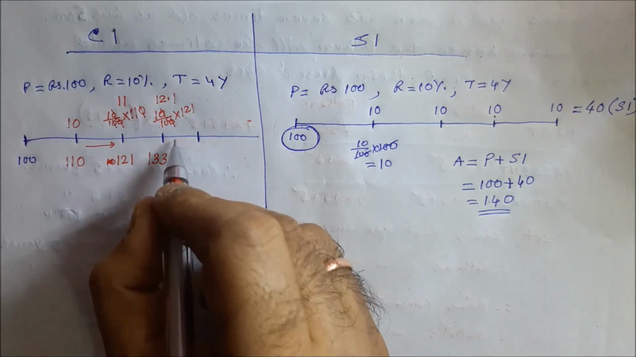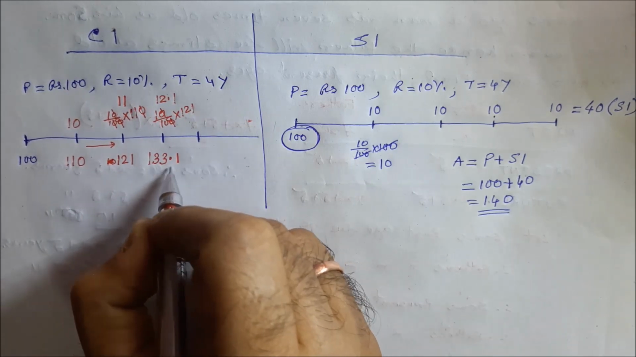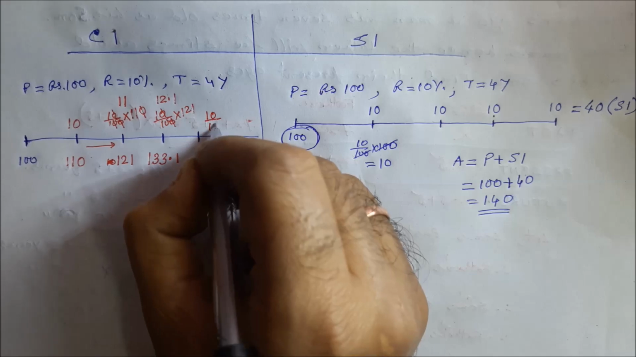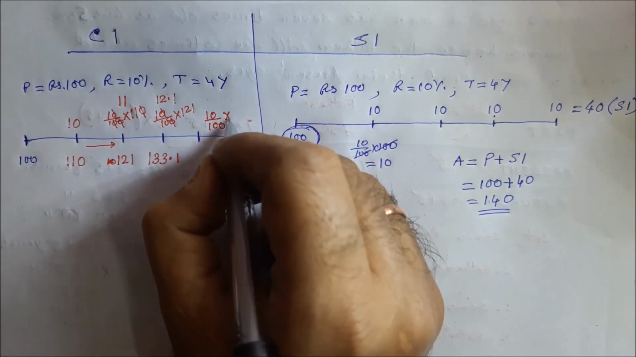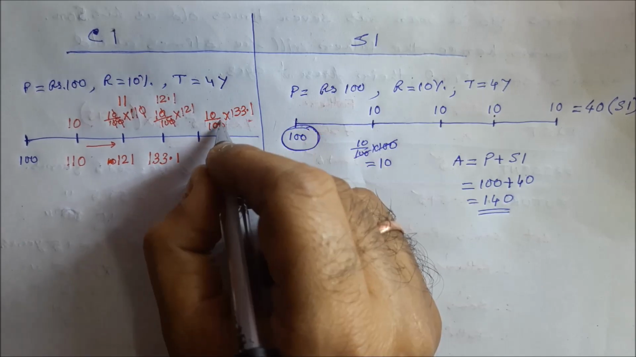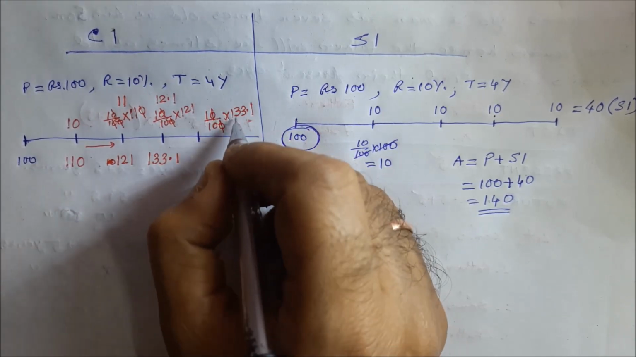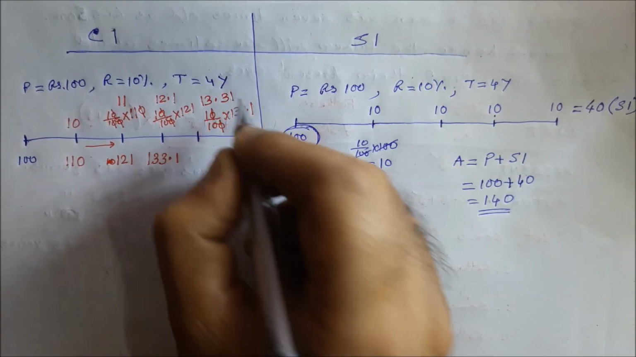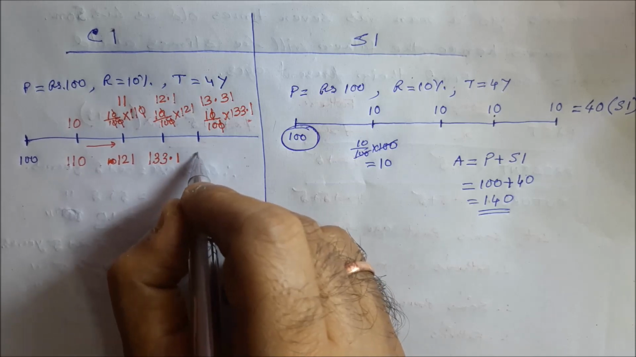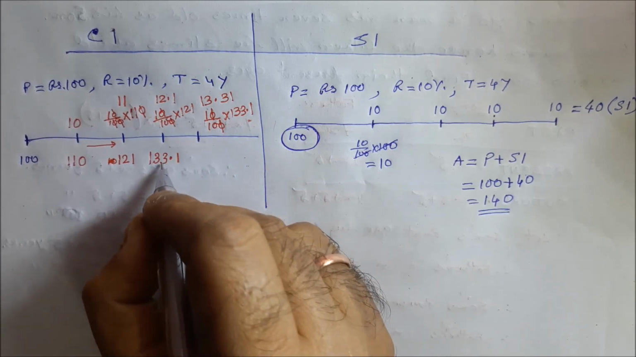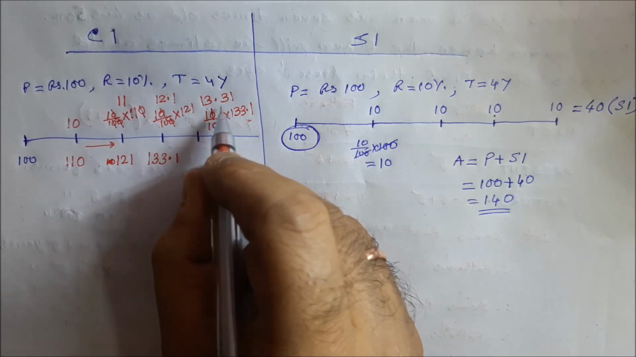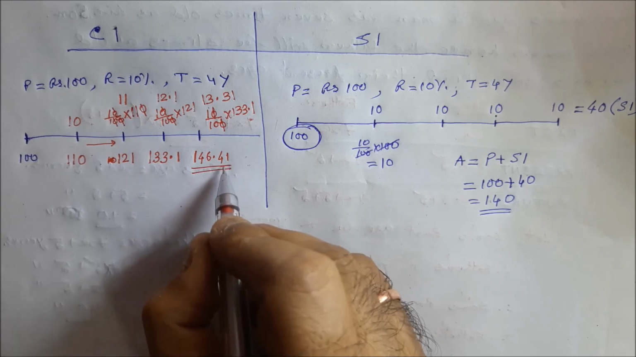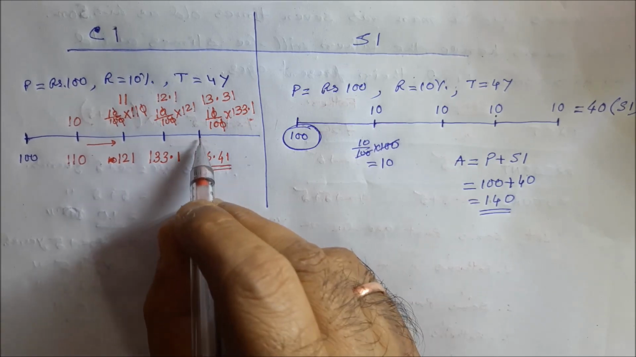Means 121 has to be added to 12.1, that is the interest, and this is the principal for the third year. And for the fourth year, again the principal will be 133.1. So 10% will be applicable on 133.1. So 133.1, 0 will be cancelled. So 133.1, that means 13.31 will be our interest. So what will be the amount of the fourth year? That is 133.1 plus 13.31, that is the interest. So let us add it. So it is 146.41.